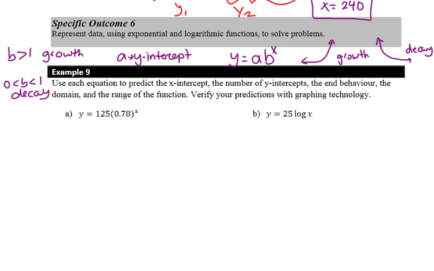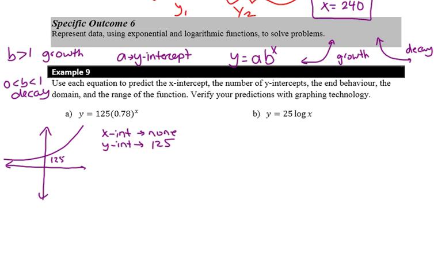So use each equation to predict the x-intercept, number of y-intercepts, the end behavior, the domain, the range, and so forth. No, we didn't have negatives with exponential, maybe with logs. Okay, so with this graph, the x-intercept for exponential, did it ever touch the x-axis? No, it got closer and closer, but it never touched. So was there an x-intercept? None. What's the y-intercept? 125.